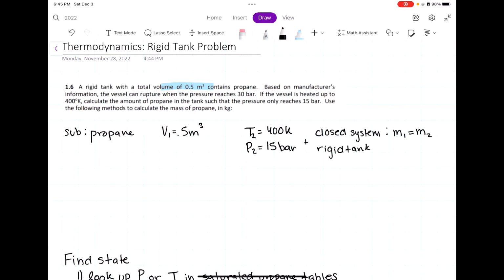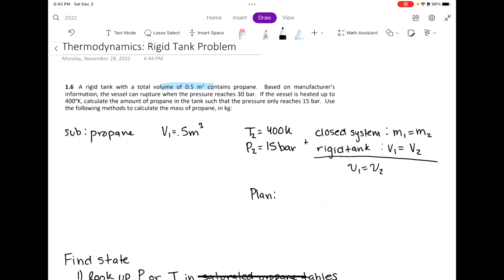If it's a rigid tank, that means that the volume at the beginning is going to be equal to the volume at the end. And since M1 equals M2 and V1 equals V2, it means that since it's a closed and a rigid tank, the specific volume at the beginning is equal to the specific volume at the end. And that's a really good piece of information because these are values that we can find in our tables. Okay, so let's write our plan.